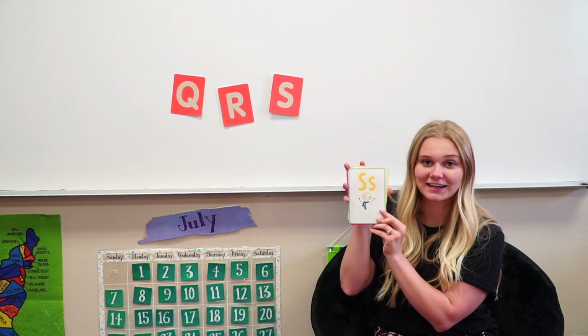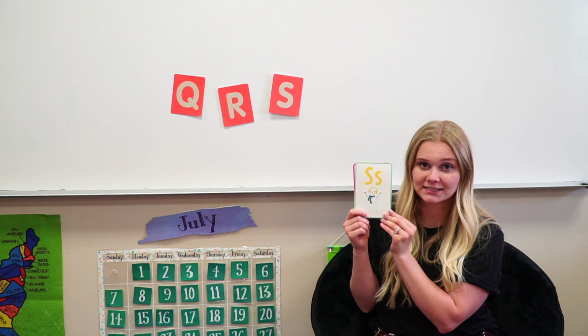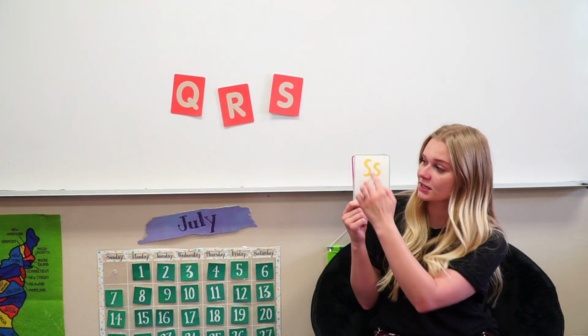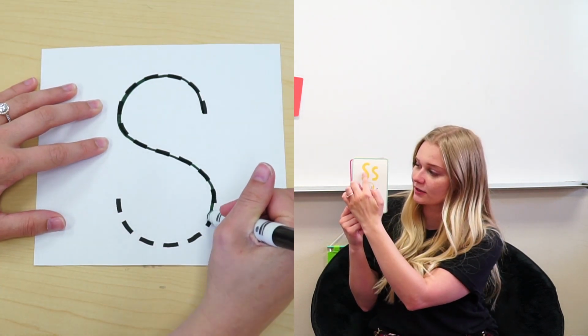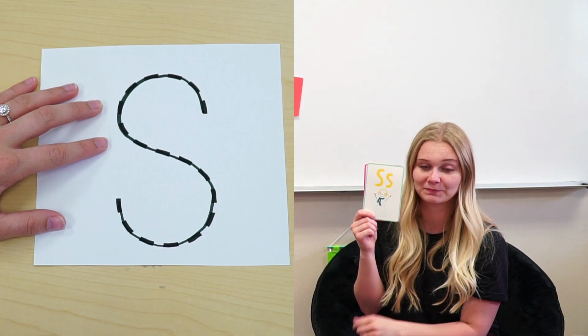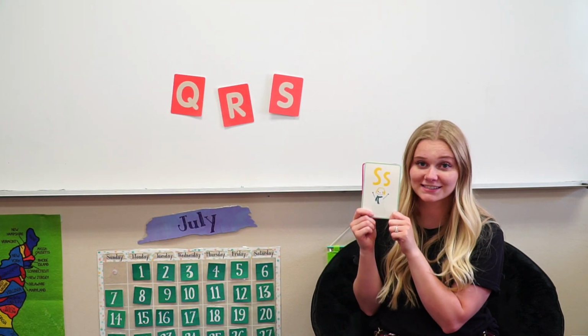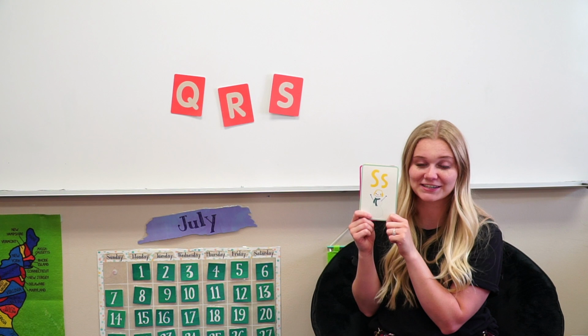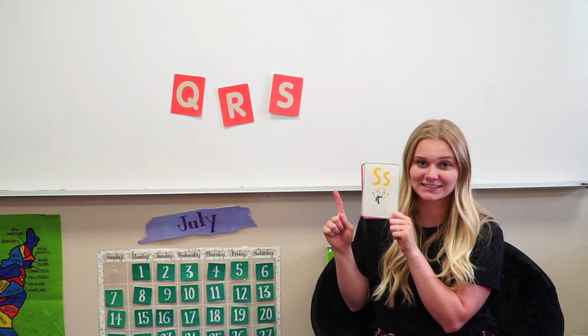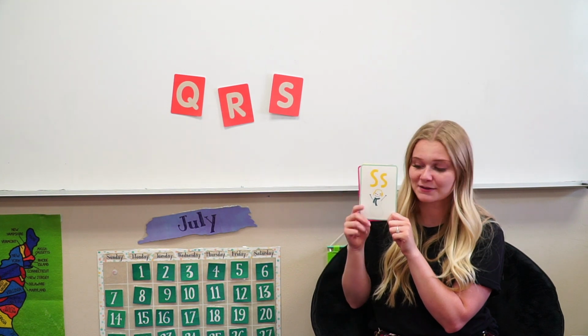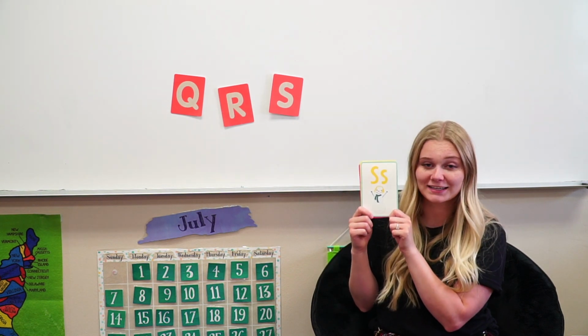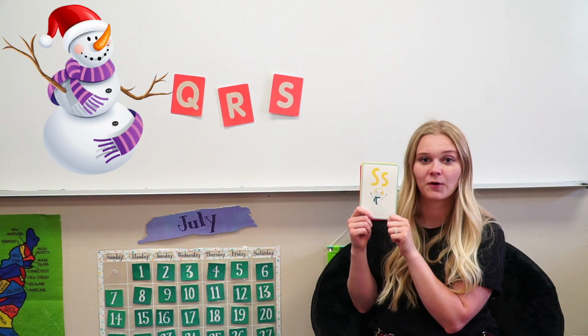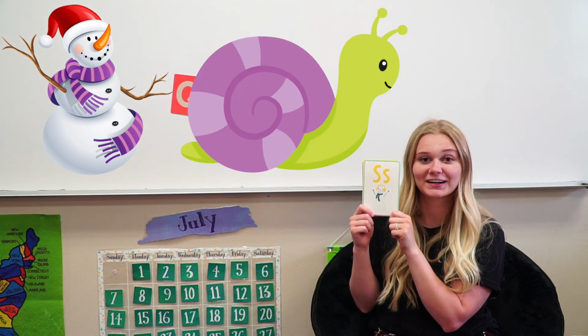Our last letter today is letter S. To make a letter S, we start at the top and we do a squiggle all the way down to the bottom. S says S. Let's say that one 3 times too. S says S. Some things that start with S are snowman, or snail, or snake.